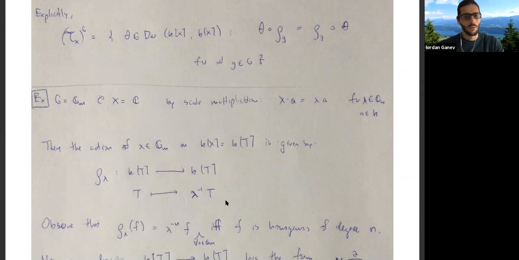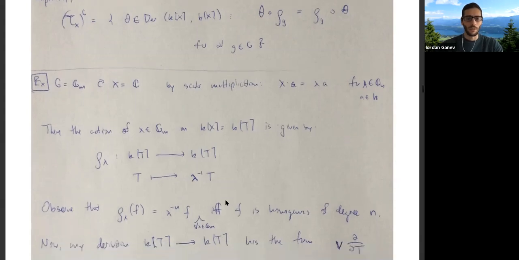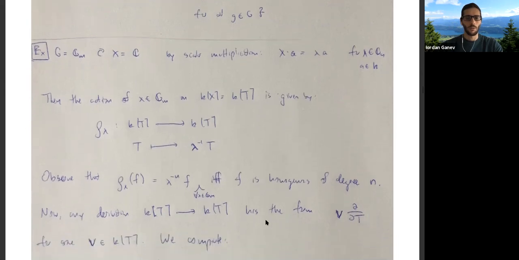Then this rho sub lambda acts by multiplication by lambda to the -n for any lambda in the group. So that's if and only if. So now how do we compute the equivariant derivations? Well, first of all, what's a derivation?